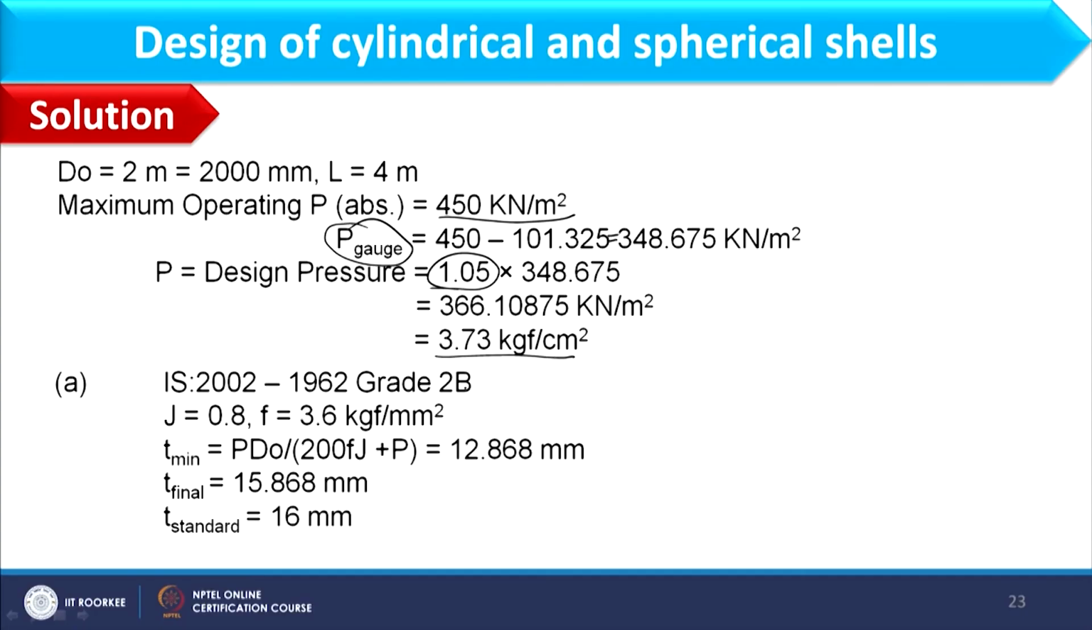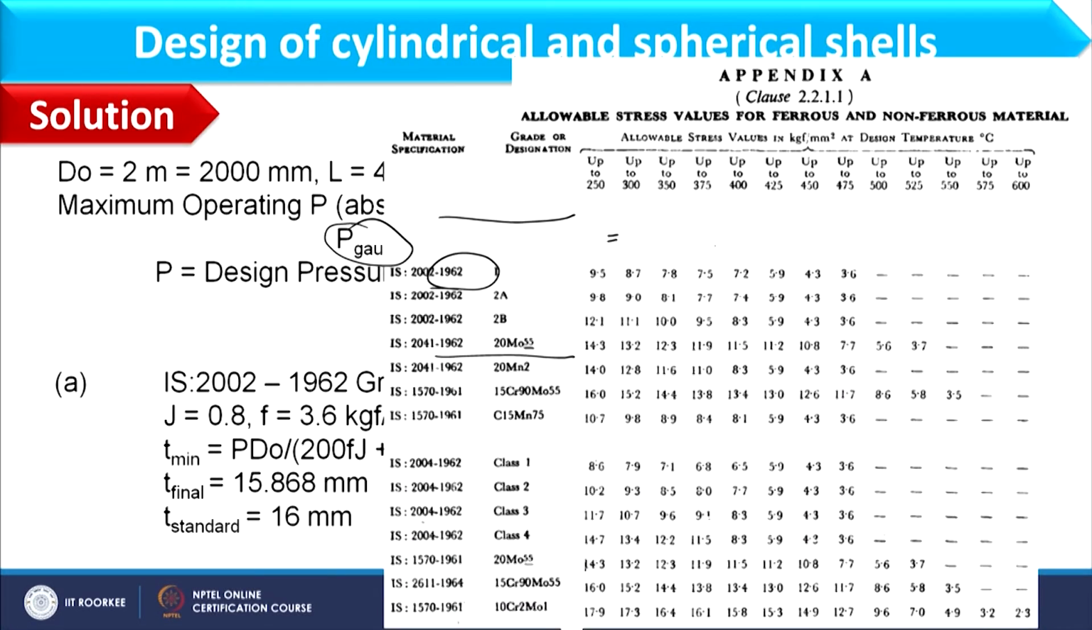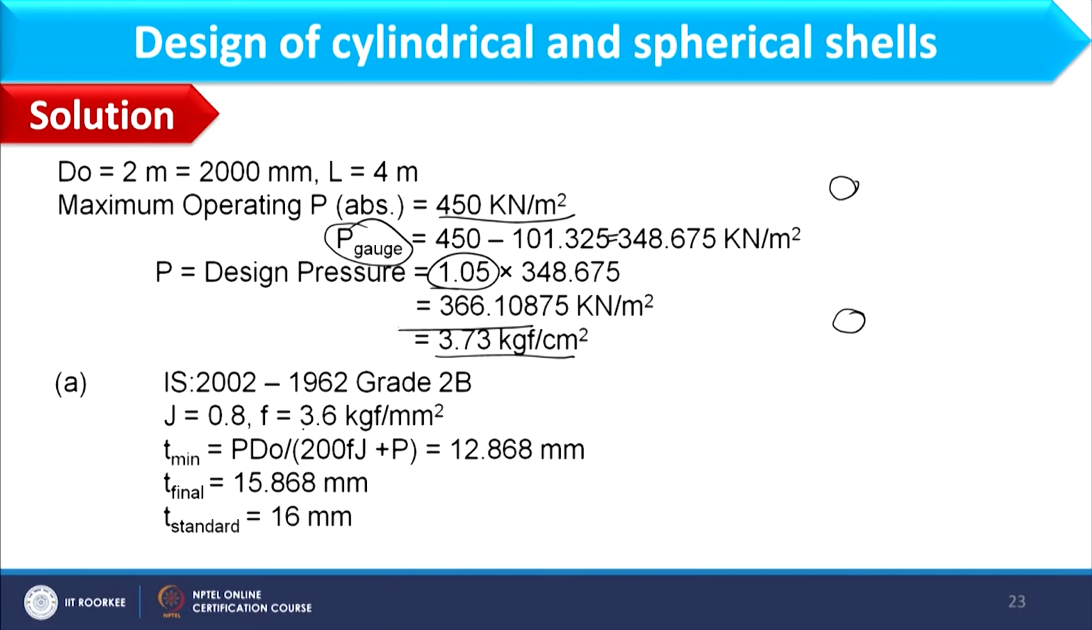Now, IS 2002-1962 grade 2B is the material. And here in the allowable stress table, if you see, this is the material where 475 is the design temperature. So, corresponding to this, 3.6 kg force per mm square can be taken as allowable stress. So, that is given over here. Considering this expression, we can find minimum thickness.